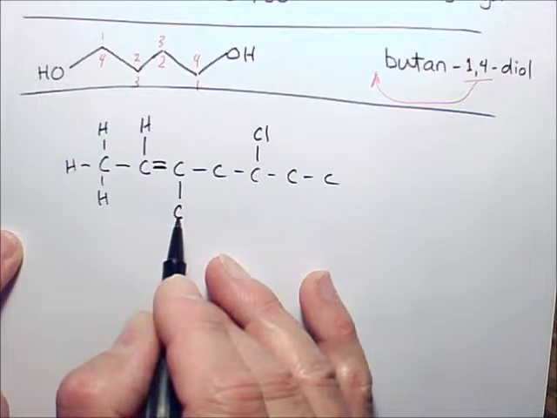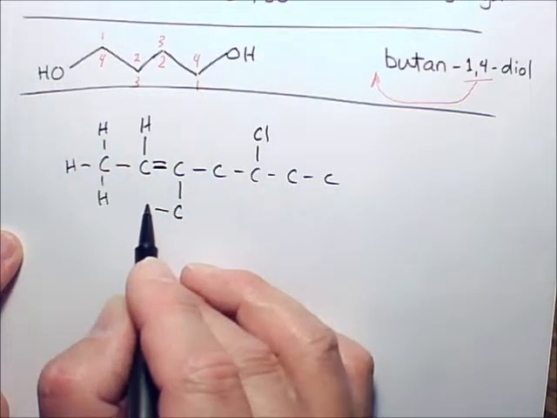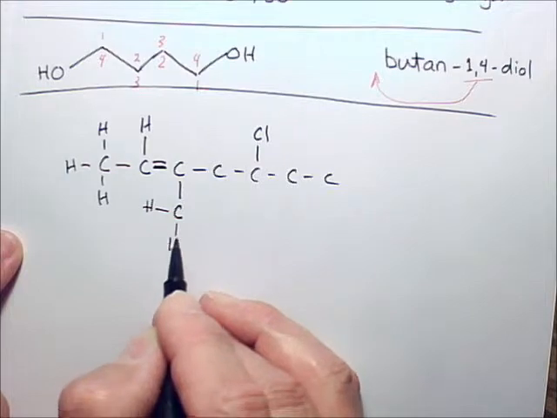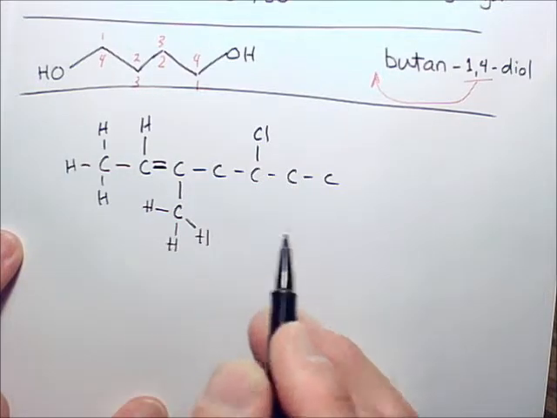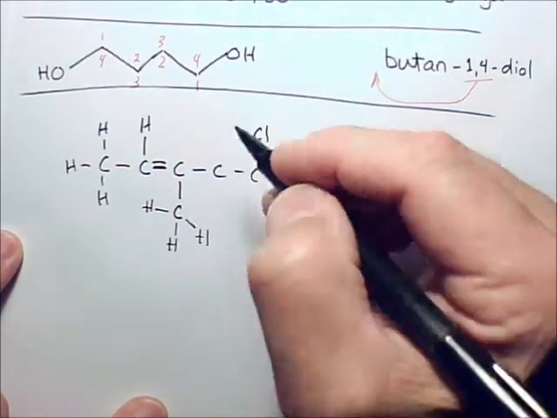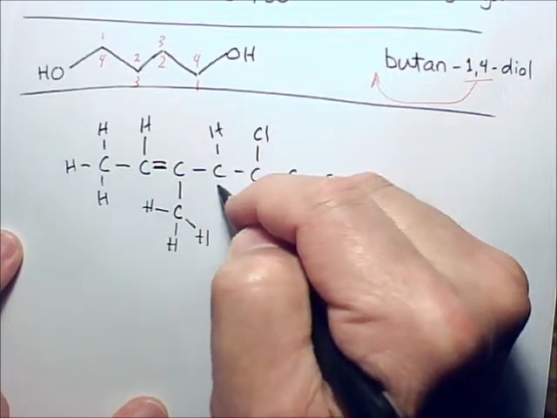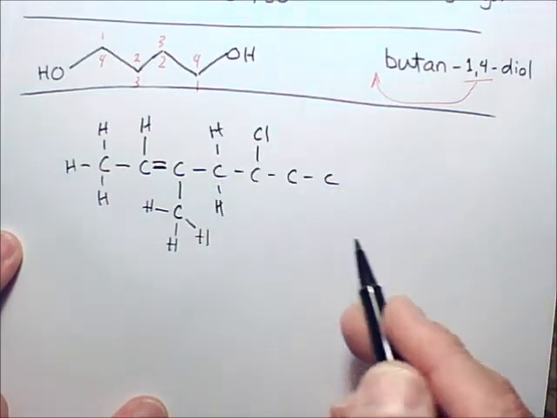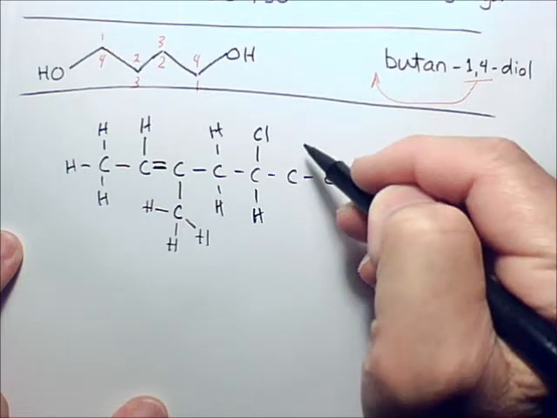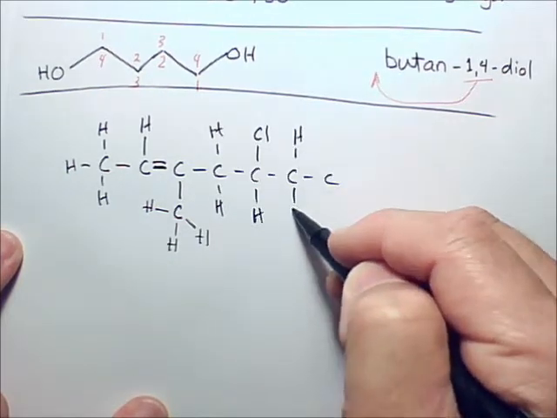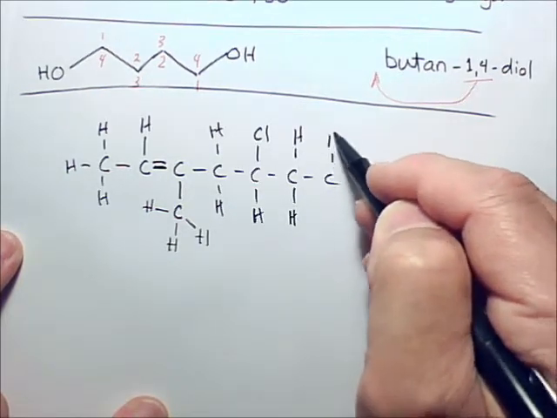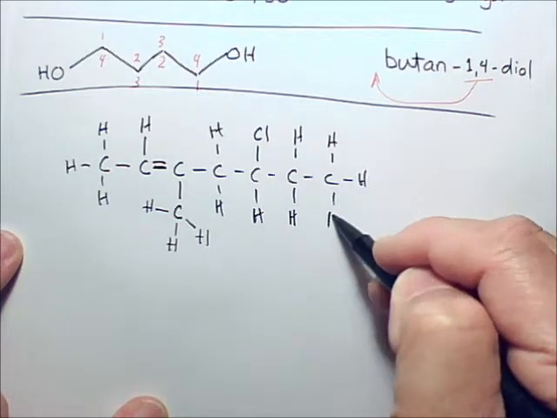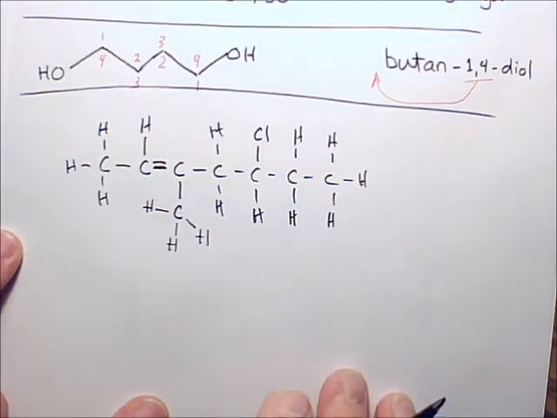How about this one? 3 hydrogens on this. How many hydrogens are here? 2 on this one. How about this one? 1 here. 2 here. 3 here. And there is the complete structural formula.